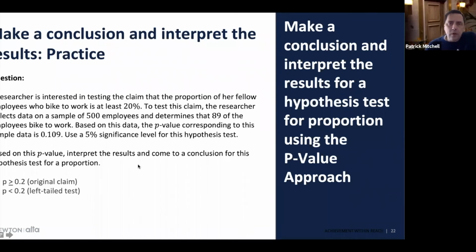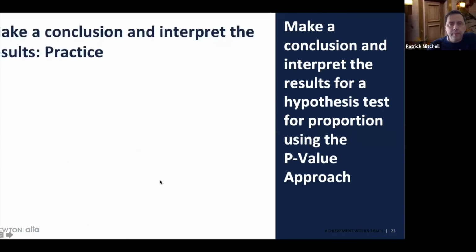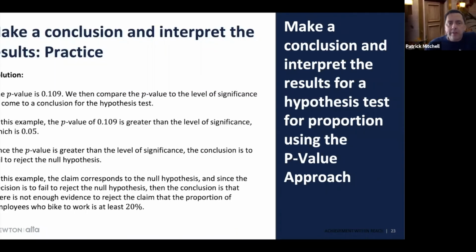So the first thing I did was I stated my null and alternative hypotheses. Notice the claim is that the proportion is at least 20%. So once again, at least includes equality. So that has to be the null hypothesis. And then the alternative hypothesis would be p is less than 0.2. That less than makes this a left tail test. The p-value is 0.109. Actually, I didn't show my work again for that. It's the same, remember, same exact numbers as in the coupon example.